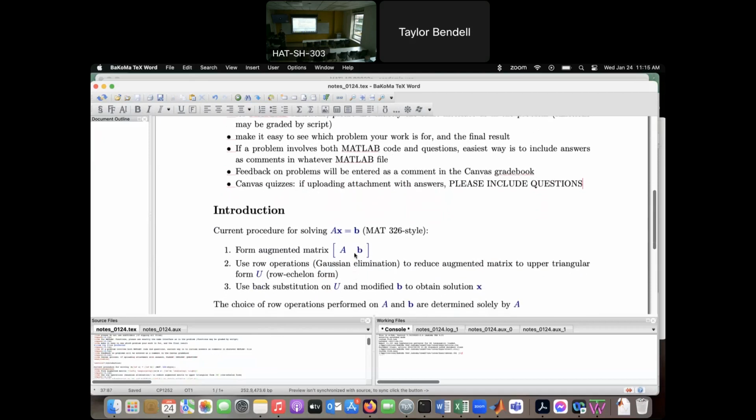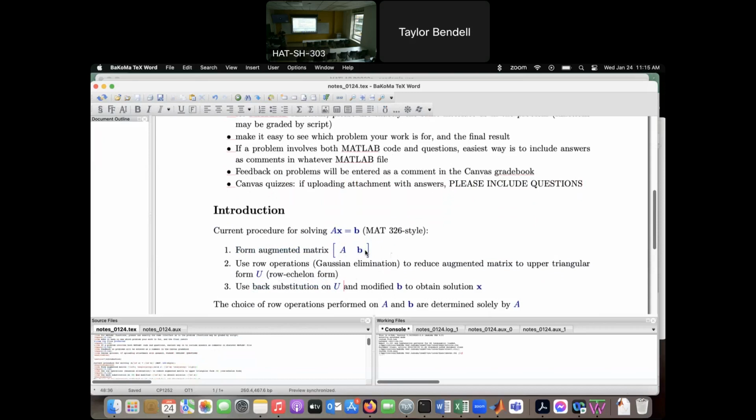So here is how a Math 326 instructor will tell you how to solve a system. You form the augmented matrix, so you put A and b together in the matrix, with b as an extra column. Using row operations to get to row echelon form, the matrix A is reduced to an upper triangular matrix U. Once you've done that, you can use back substitution on U and the b that has been modified by the row operations, and then you have your solution and you're done.